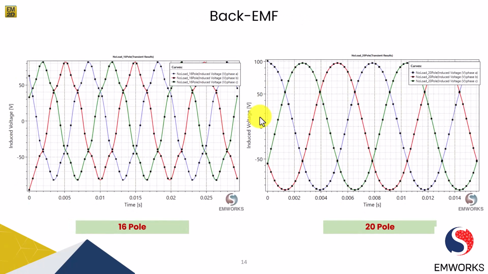Next is the back EMF. Here is an interesting point to note. In case of 16 pole, the slot per pole per phase ratio is around 0.5, whereas for 20 pole the SPP ratio is 0.4. So based on the short pitching and the combination of slot and pole, you can get your back EMF completely sinusoidal, even if it is a BLDC motor. And as you can see, the 16 pole is not perfectly sinusoidal, and it represents some kind of trapezoidal waveform.